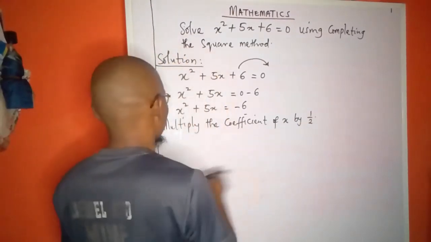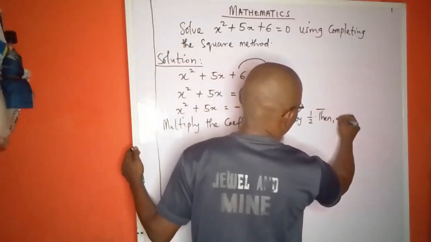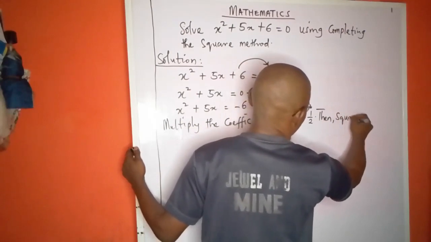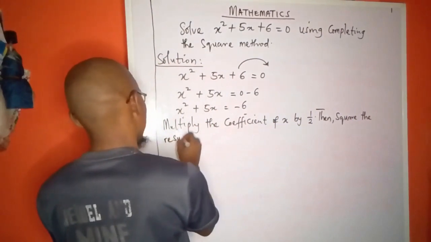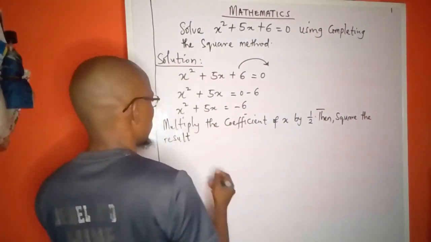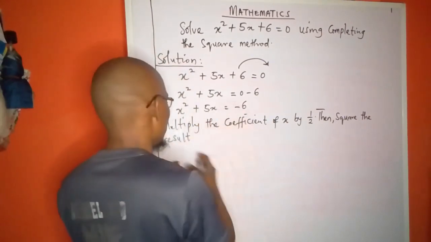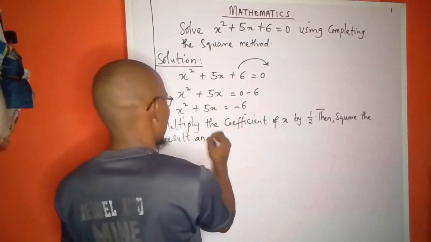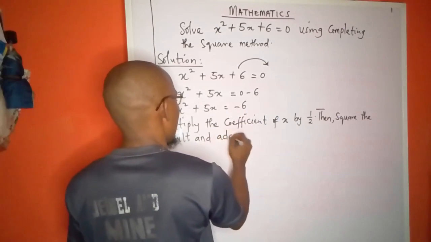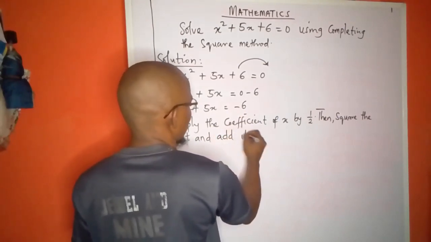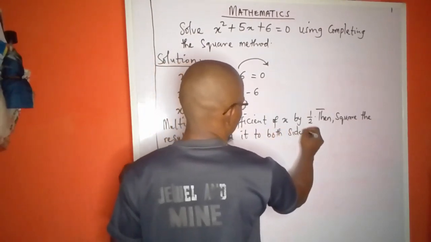Then square the result, that's the result you get after multiplying this by 1 over 2. You square the result and add it to both sides.